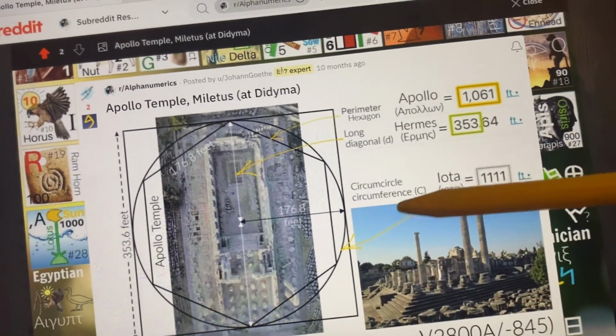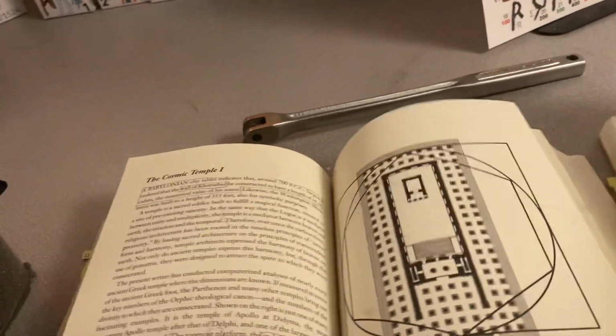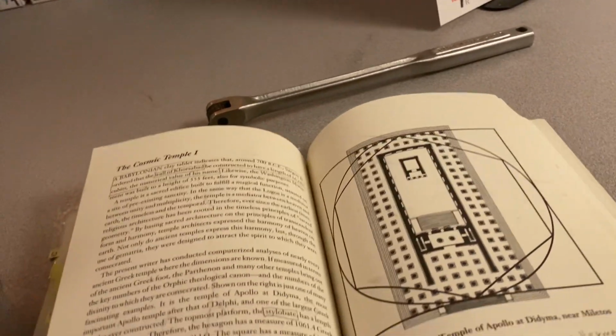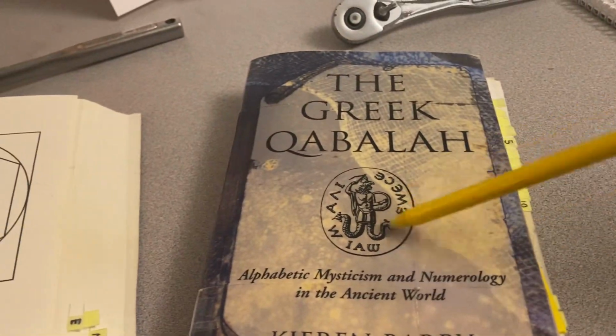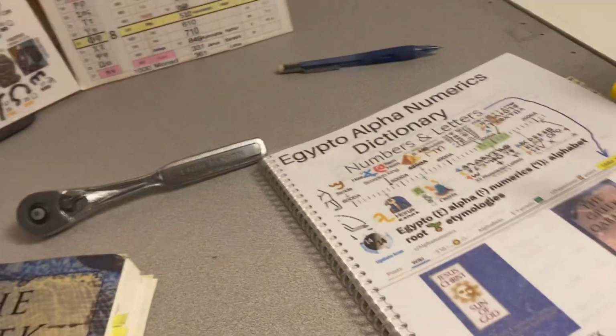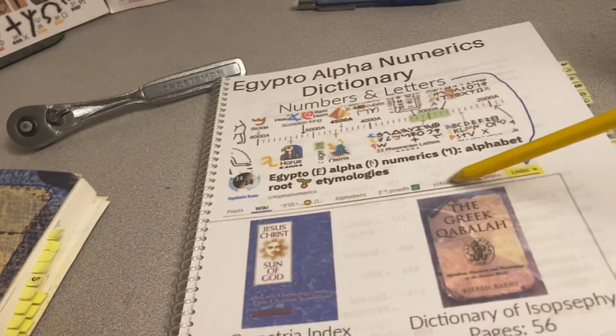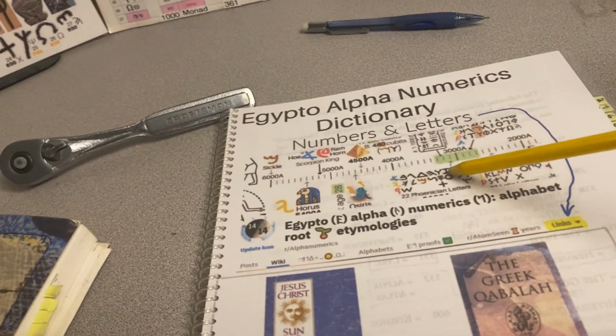So the question is, where did this come from? So Barry doesn't really say exactly where this comes from. Let's see, Barry denies it, says it was invented by the Pythagoreans or something like that. So in this dictionary, it traces the origin of all these numbers backwards into the Egyptian hieroglyphs.